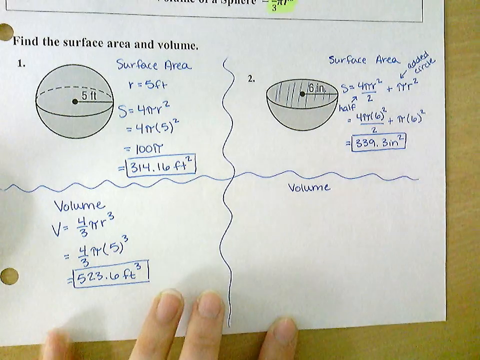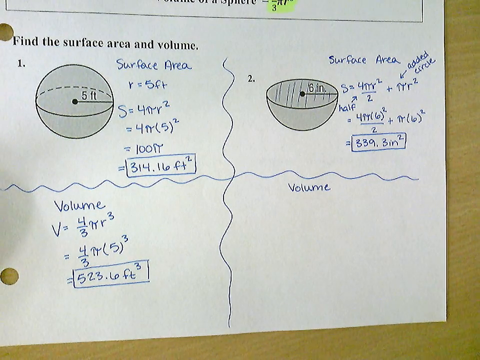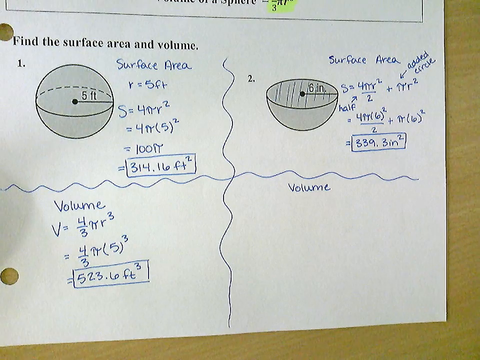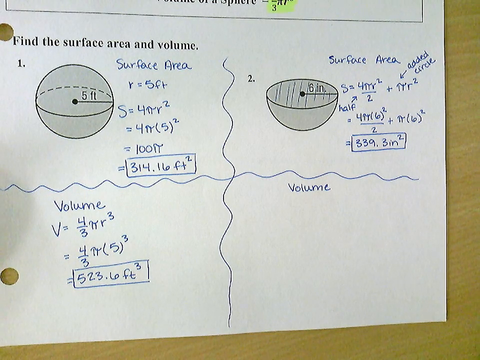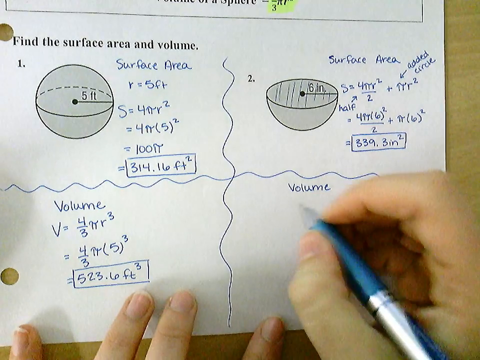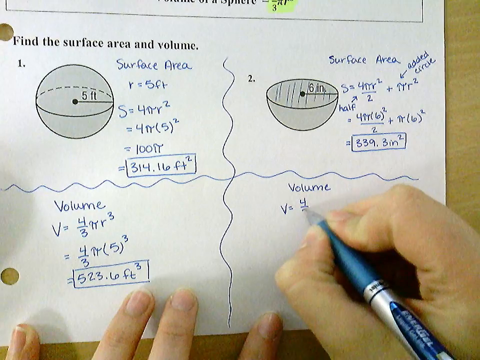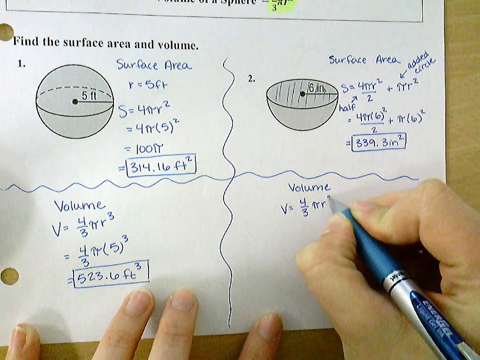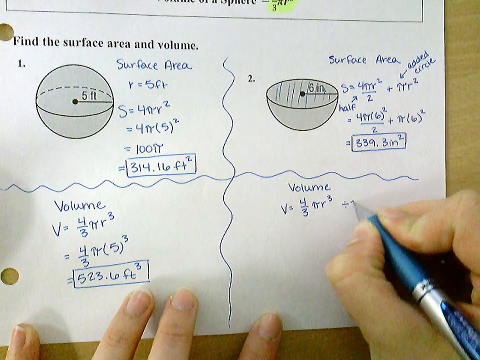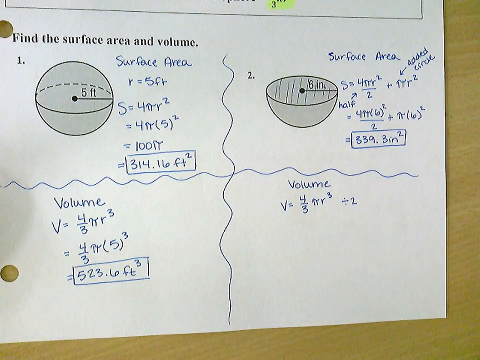All right, then we also want to find the volume of this half sphere. Now, since volume is the space enclosed within your figure, all we have to do to our formula is divide it by 2, since volume is already that enclosed space. So using our volume formula, which is 4/3 pi r cubed, we're going to just divide that answer by 2 to get the half sphere.